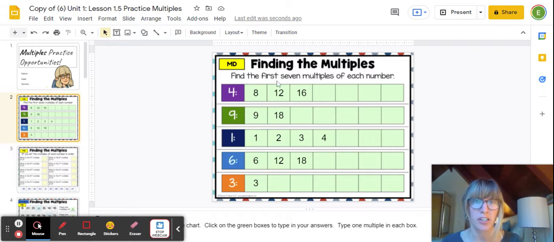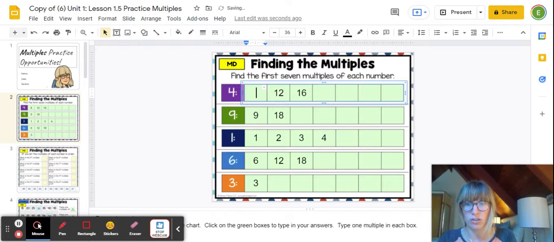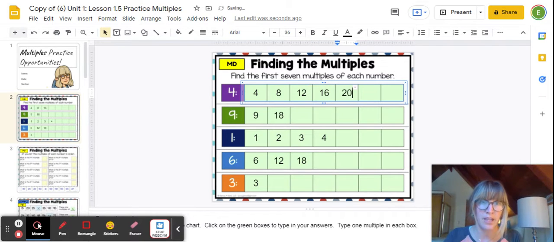So in this case here, you're just going to do a little refresher, right? Multiples can multiply. So we're skip counting, right? We're just filling in the first 7 multiples. And we actually want to start here at 4 and not at 8. So 4, 8, 12, 16, 20, 24, and so on. Okay, we're going to do that for each of these here.